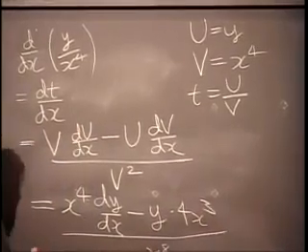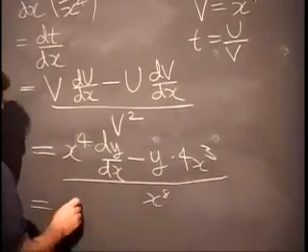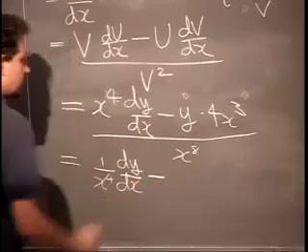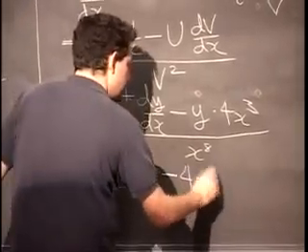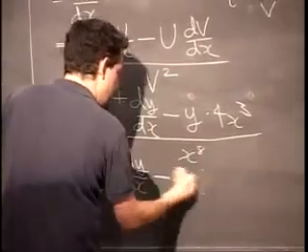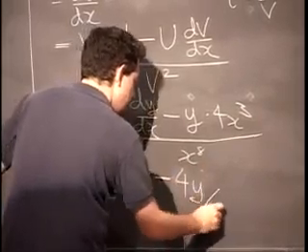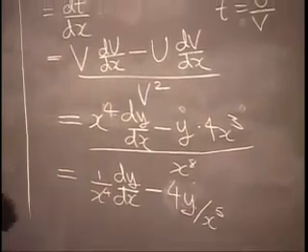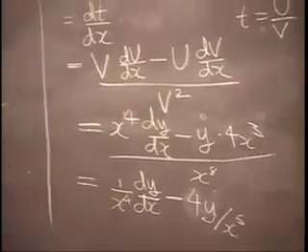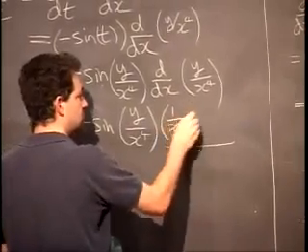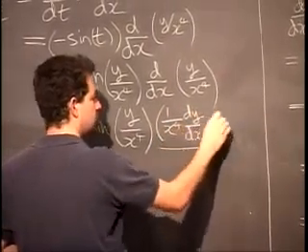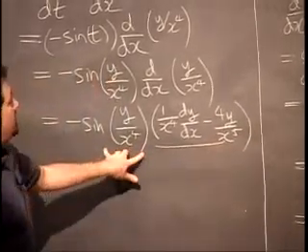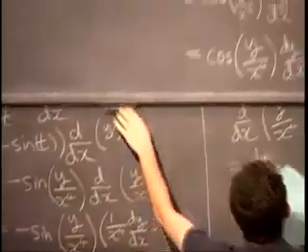And I guess we should simplify this to 1 over x to the 4th dy dx minus 4y over x to the 5th. Oh man, what a pain. Okay. This has to be written in here. That whole mess has to be written all the way up here.